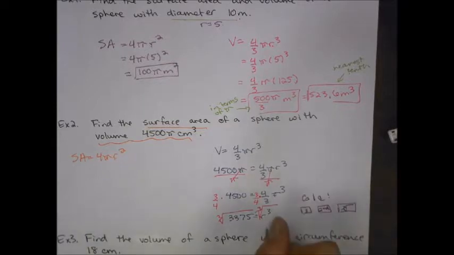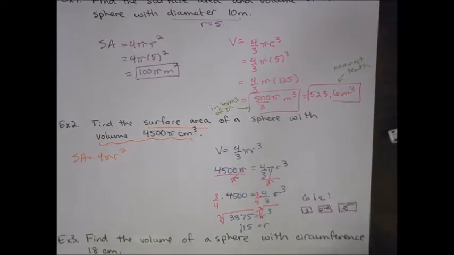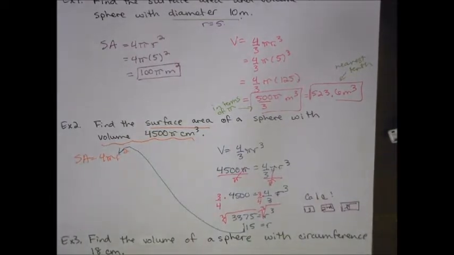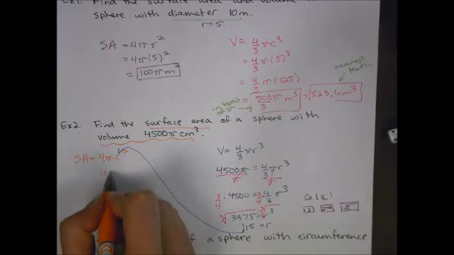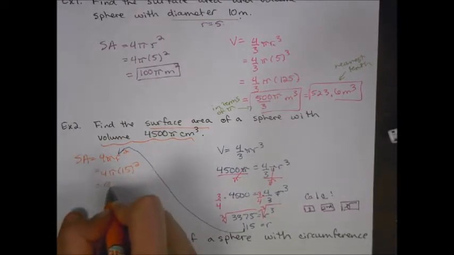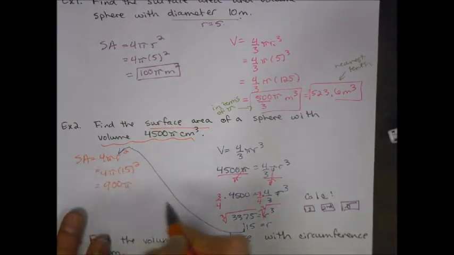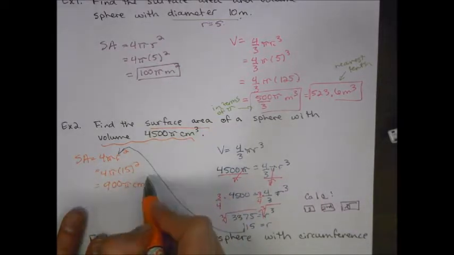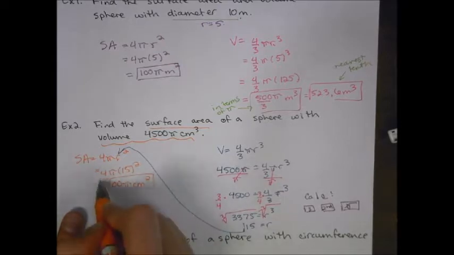You should get r equals 15. And we're going to go ahead and plug it in. And we get 900 pi centimeters squared.